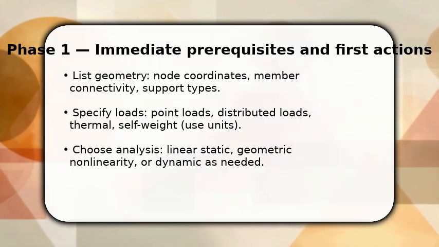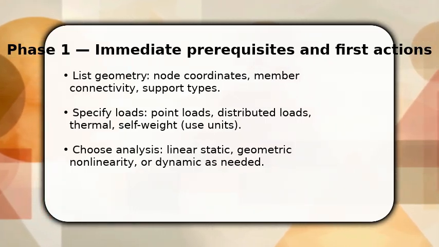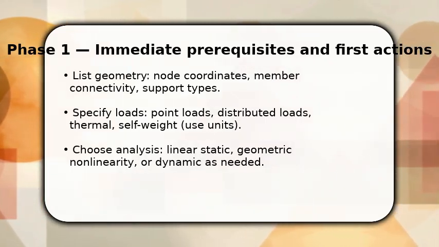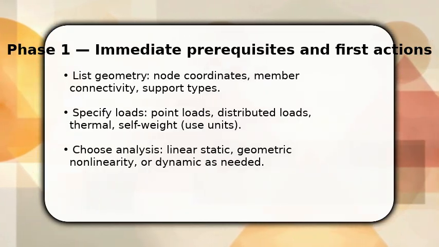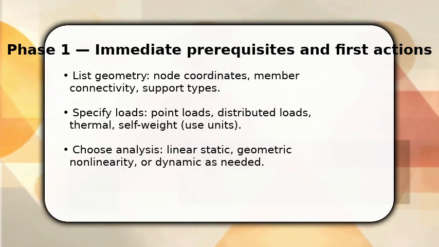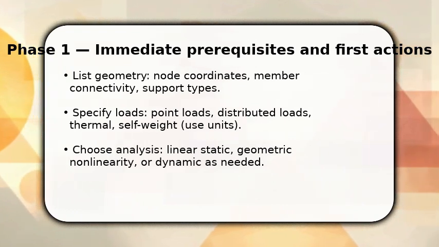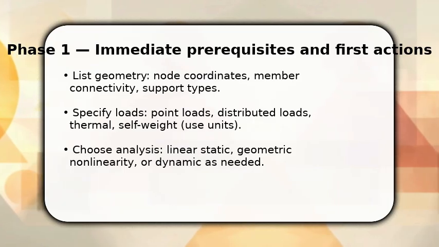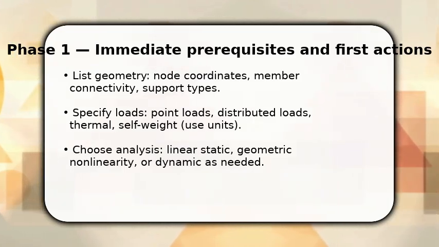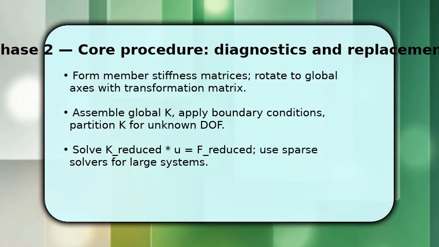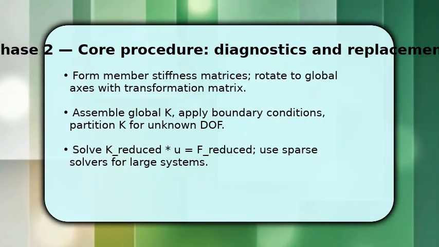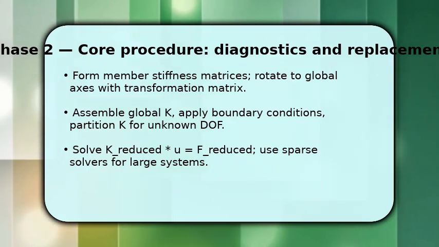Once done, pick the analysis type: linear static for small deformations, geometric nonlinearity for large displacements, or dynamic for time effects. Make sure material properties and cross-sections are assigned before you assemble the stiffness. That prevents avoidable rework later. Form each member's local stiffness, then rotate into global coordinates using the transformation matrix. This aligns axial and bending responses.